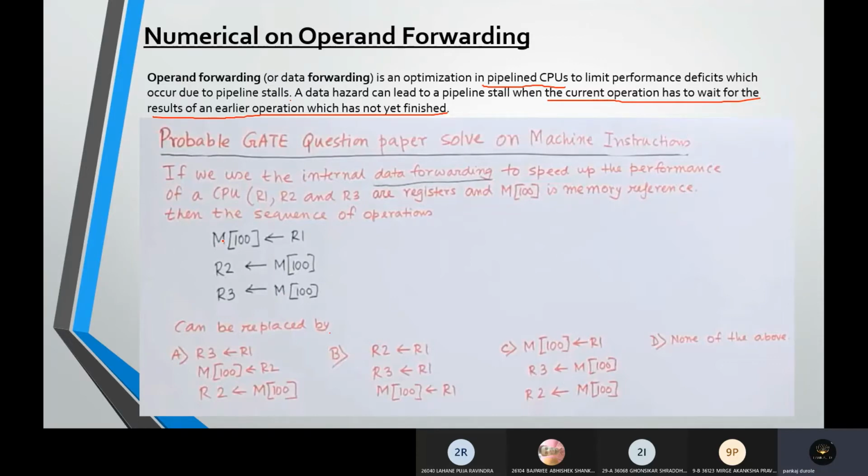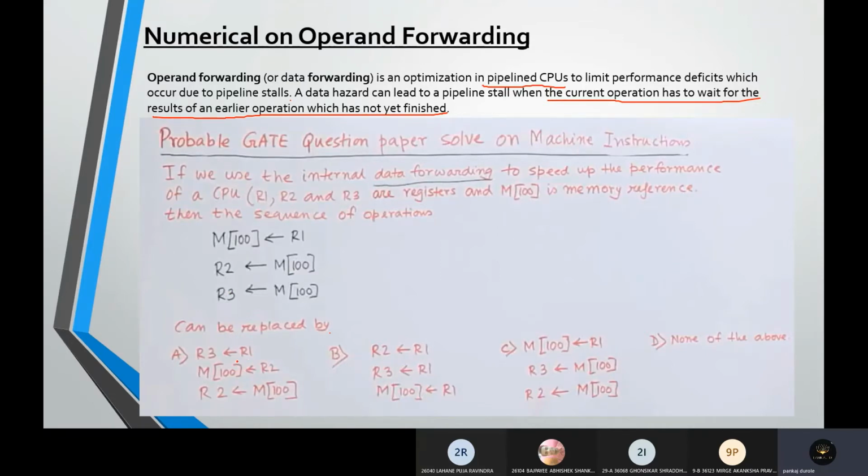What we are doing in this group of instructions: the content of the R1 register is moved to the memory location M100. Now again, the content of memory location 100 is moved into register R2. Again, the content of memory location 100 is moved into the register R3. Now they can be replaced by, so let us check out the answers.